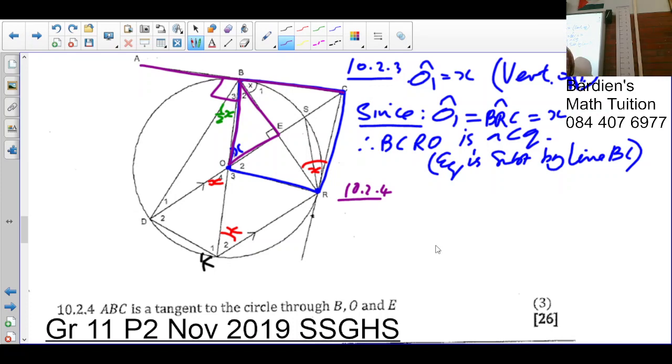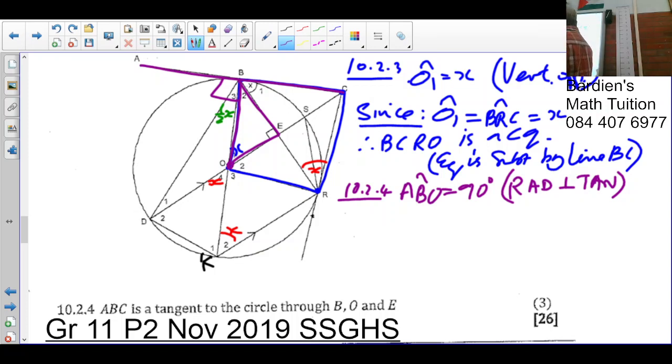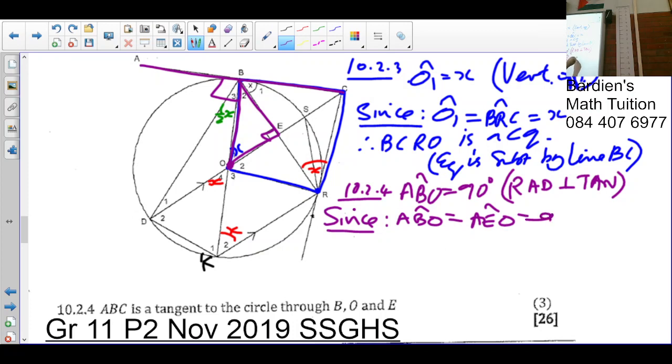For 10.2.4, we say that angle BO is 90. Why is that 90 degrees? Because radius perpendicular to tangent. Can you see it? For the original circle, that was a tangent, and it's from center to circumference, so the radius is perpendicular to tangent. Now we state the obvious: since ABO is equal to AEO, which is equal to 90 degrees. Can you see that?